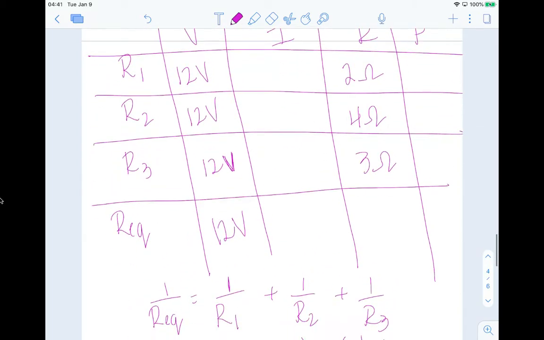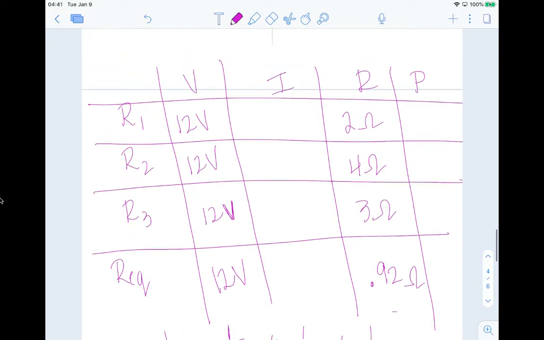Makes sense because R1 is 2 ohms. So we know that our Req must always be less than, let me write that for you, it must always be less than my smallest individual resistor because we're talking about fractions.